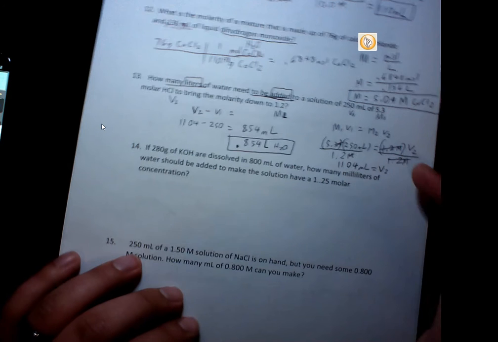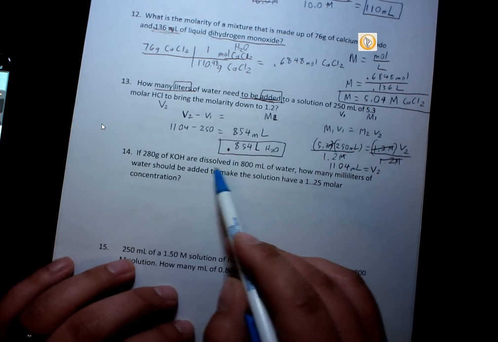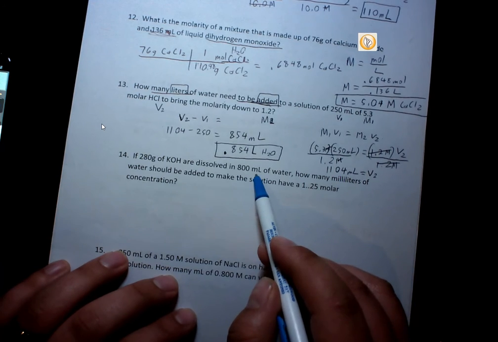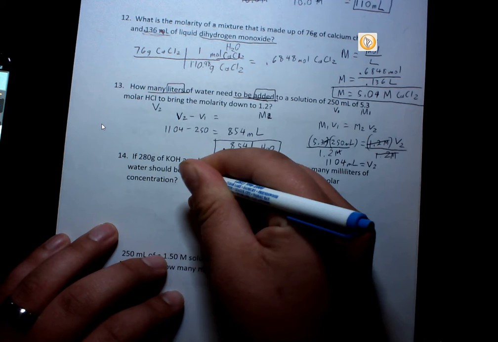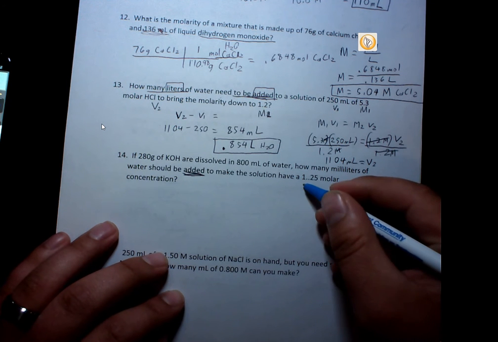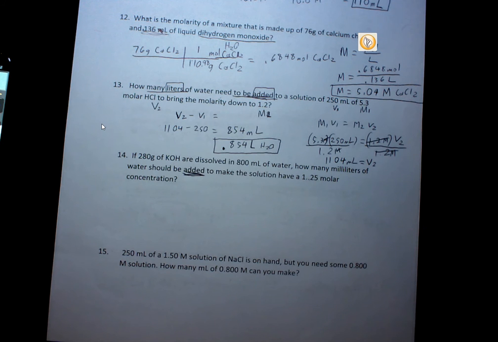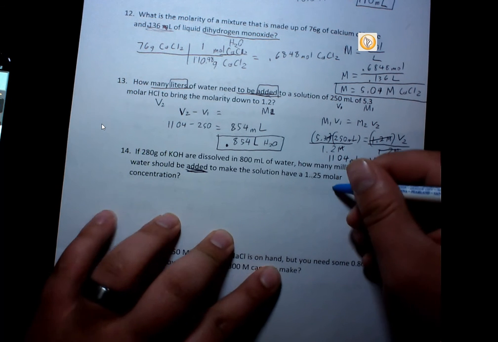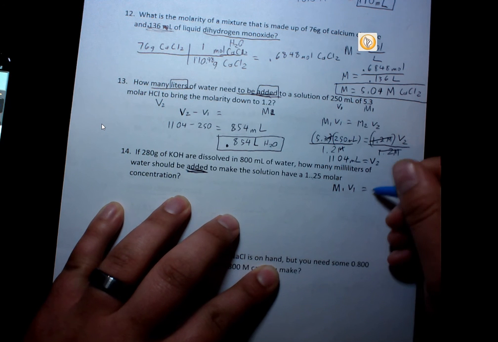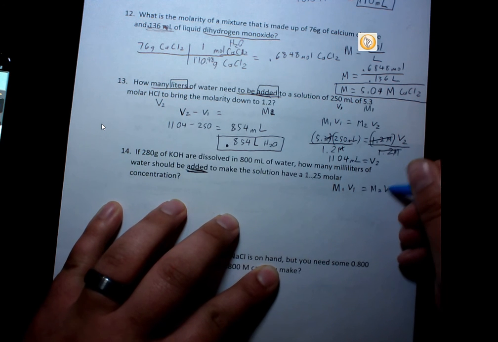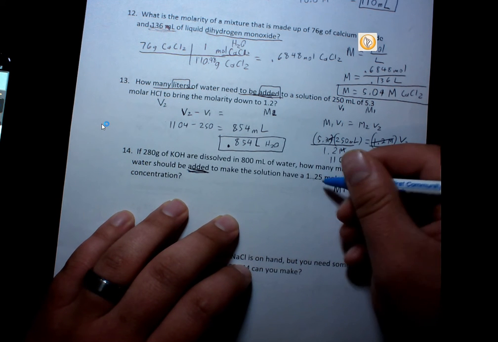All right, number 14. If 280 grams of potassium hydroxide are dissolved in 800 milliliters of water, how many milliliters of water should be added to make the solution have a 1.25 molar concentration? So we've got changes happening here. So we're going to do M1V1 equals M2V2. So we want to make a 1.25 molar concentration.